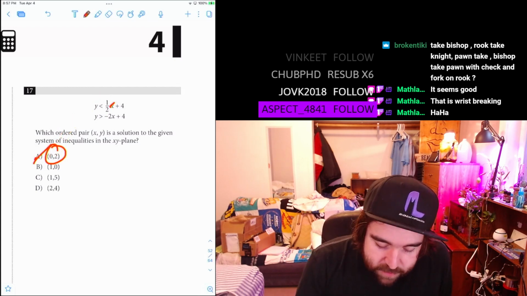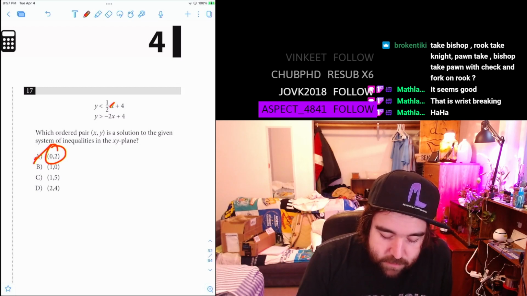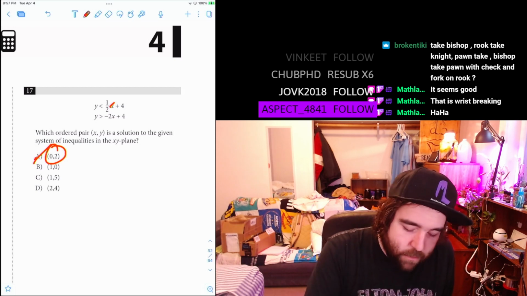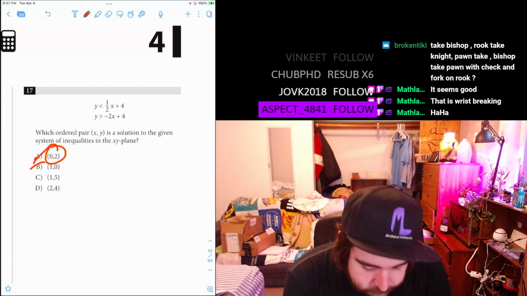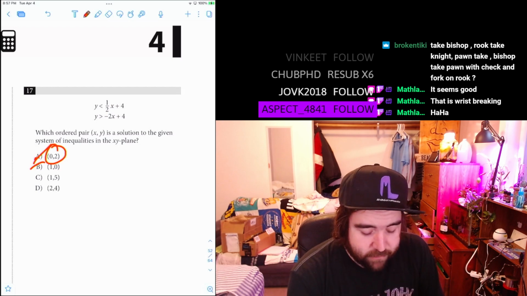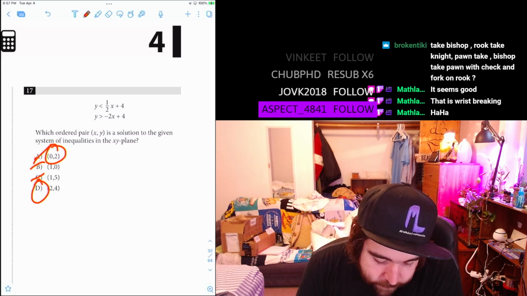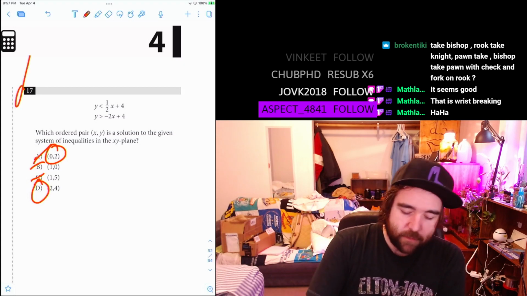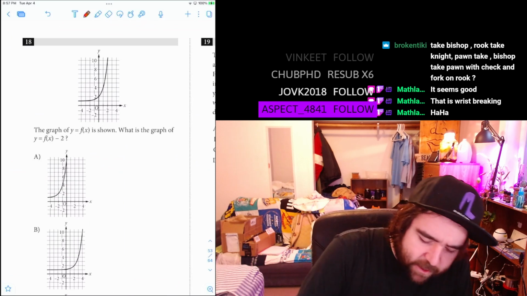So you plug in 1 to the top one, 0 less than a positive number. Yes. Plug into the bottom one. 0 greater than negative 2 plus 4? No. Plug in 1 and 5. 1 half plus 4 is not greater than 5. So it can't be that one. So then it has to be D. Check it real quick. You plug in 2. You get that 4 is less than 5. Yes. Plug it into the bottom one. You get 4 is greater than 0. Yep. Next.